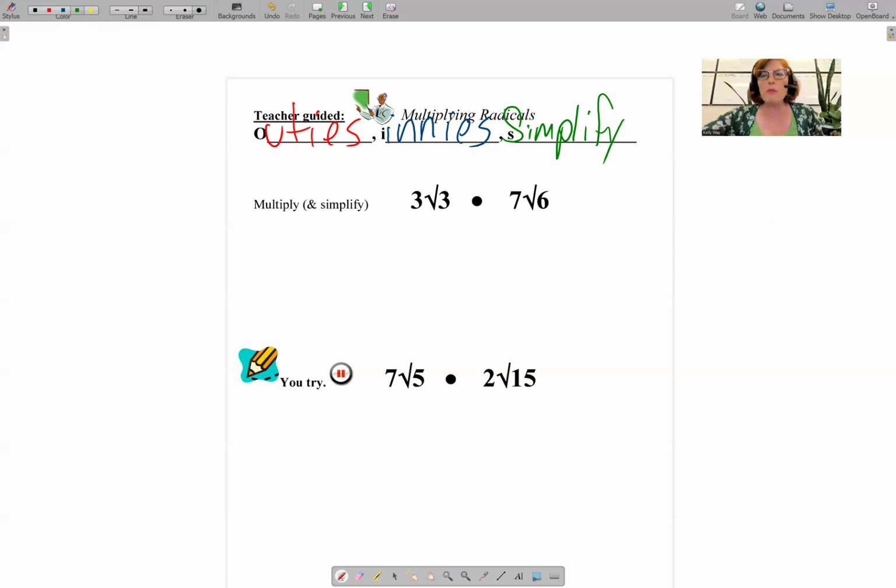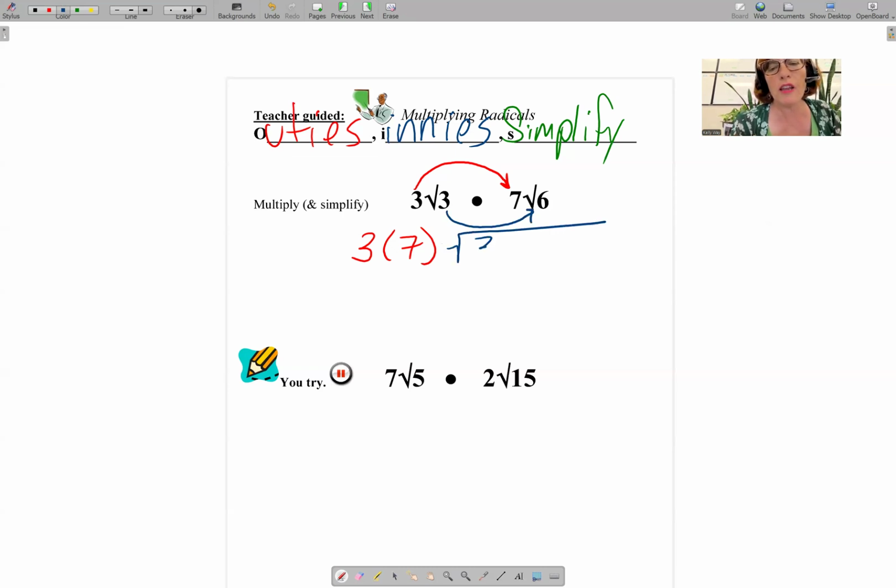This is for multiplication. Let me explain. It's really not complicated at all. Super easy. Outies. You take the outer coefficients and you multiply. So it's going to be 3 times 7. Innies. They are going to multiply as well, but under the radical sign. And notice I'm not actually multiplying there. There's a reason why.